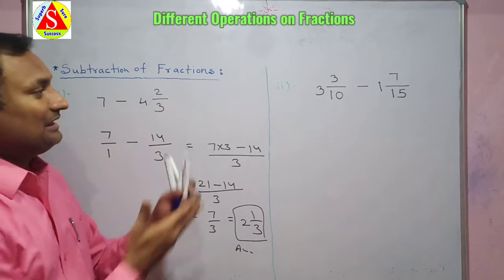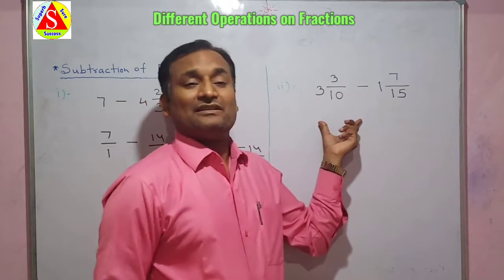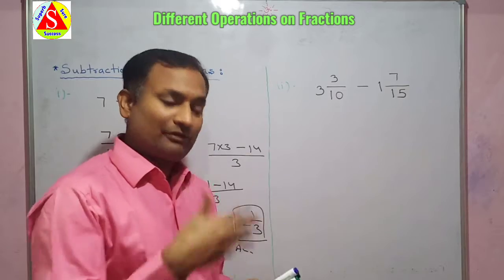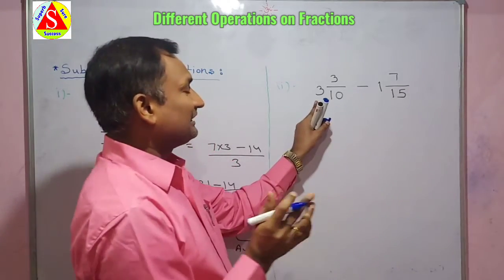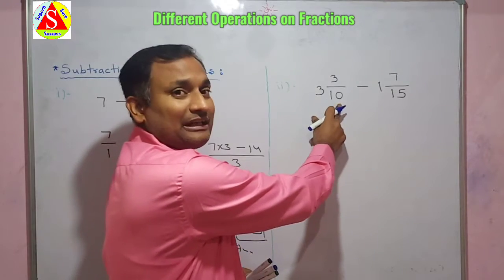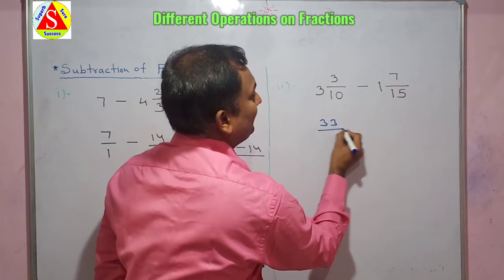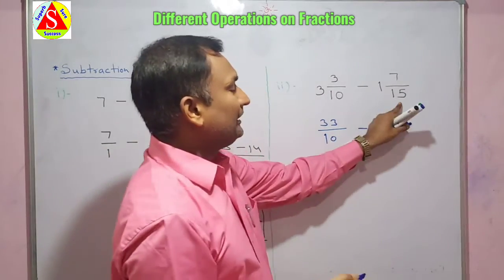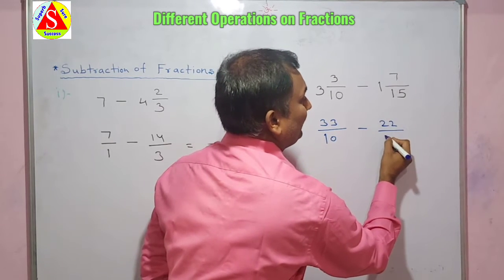Okay, now let's solve the second question. So dear students, again it is given in mixed fraction form. So first of all, we will convert it into an improper fraction. So let's convert it. 3 into 10, we have 30 plus 3, 33. So we will have 33 upon 10 minus 1 into 15, that is 15 plus 7, we will have 22 upon 15.